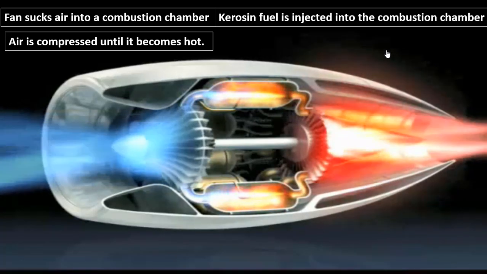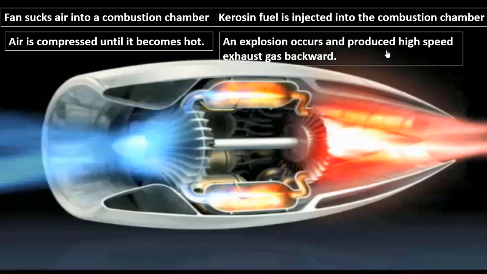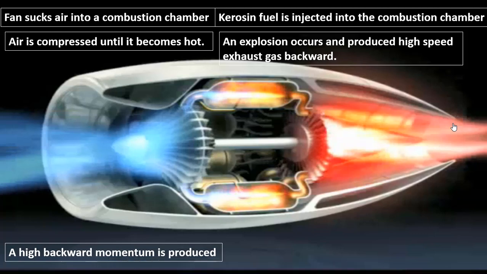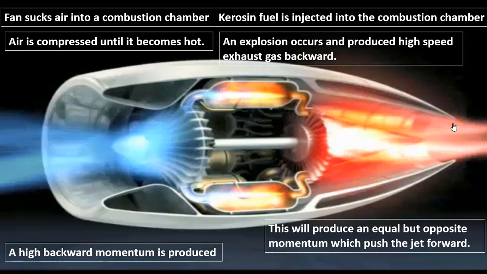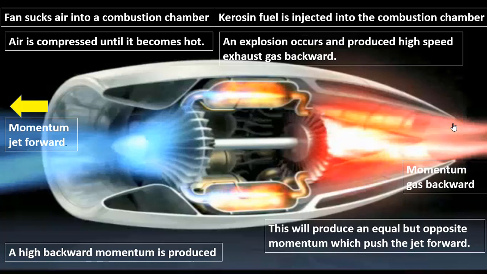So the kerosene fuel is injected into the combustion chamber and an explosion occurs and produces high speed exhaust gas backward. Okay, so this is the high speed exhaust gas backward, and high backward momentum is produced. This will produce an equal but opposite momentum which pushes the jet forward. So the momentum of the jet moves forward, and the momentum of the exhaust gas moves backward.